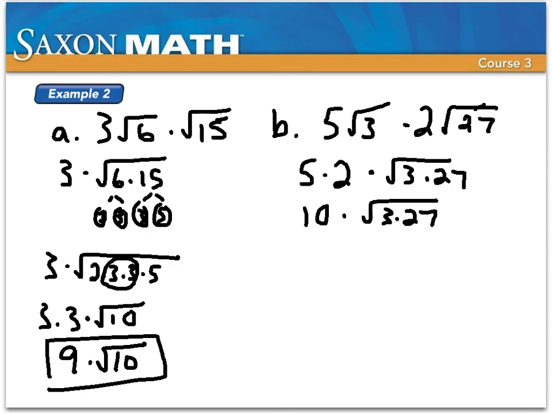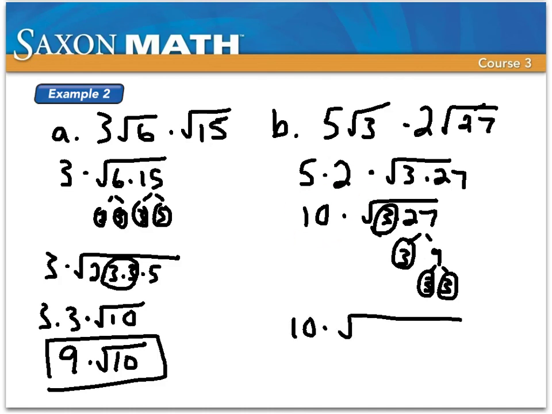And now we've got to break down 27 using the factor tree method. So I'm going to circle the 3 because it's a prime number. And 27 is the same as 3 times 9. And we're going to circle the 3. And then 9 is the same as 3 times 3. Okay, so now I've got this 10 out here times all those prime factors that I've got underneath the square root here. So 3 times 3 times 3 times 3. And now I can go ahead and circle the pairs that we have.